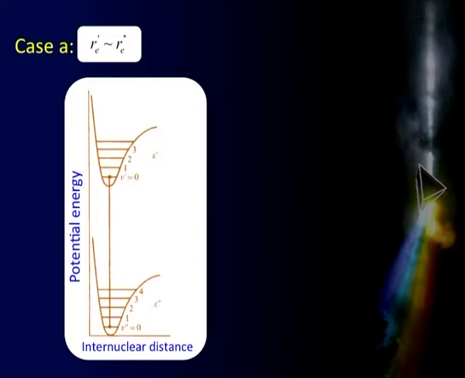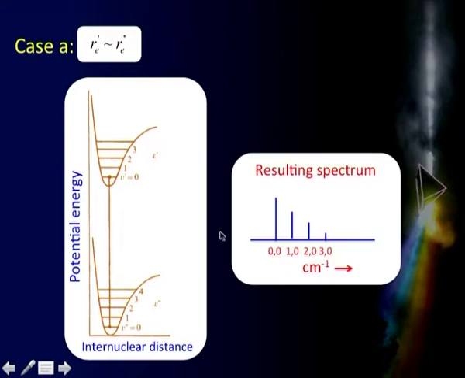As discussed before, in all such transitions, the transitions will originate from the V double prime equal to 0 level. If they start from here, there will be a maximum in the center, and from there it will originate and go up. If I just draw a vertical line here, it will land in the V prime equal to 0 level, because the two internuclear distances are similar, and this will be the most intense signal. The spectrum will be something like this.